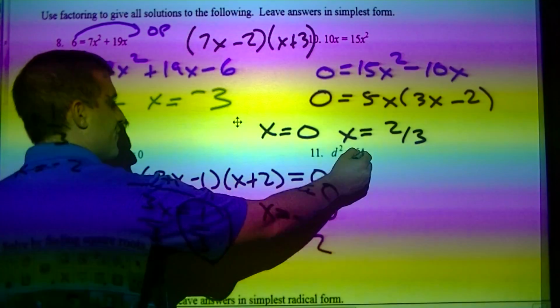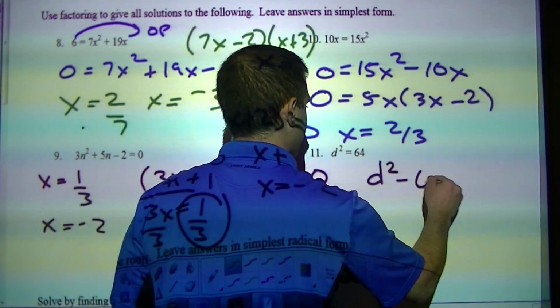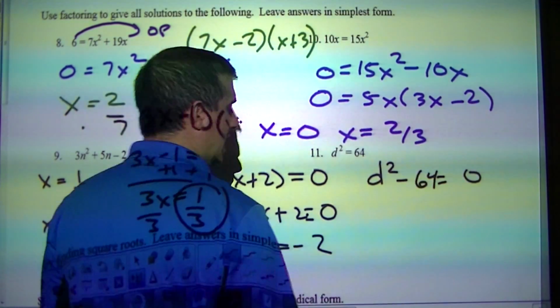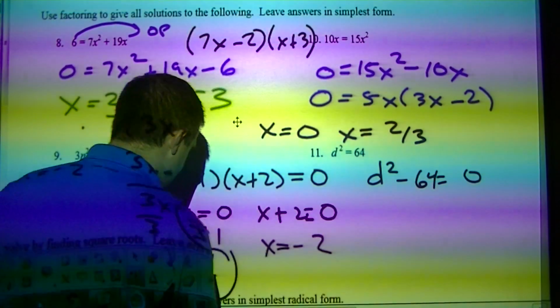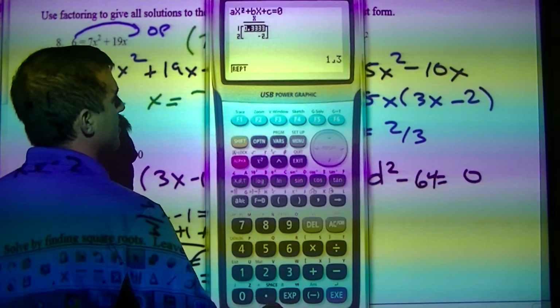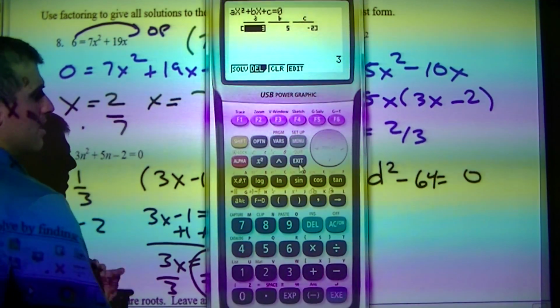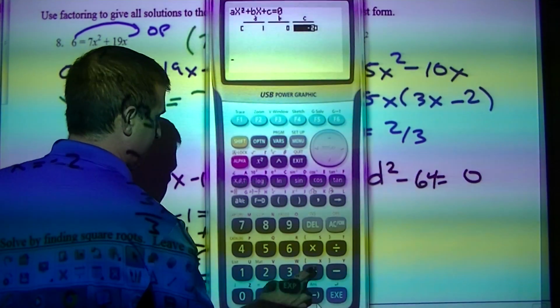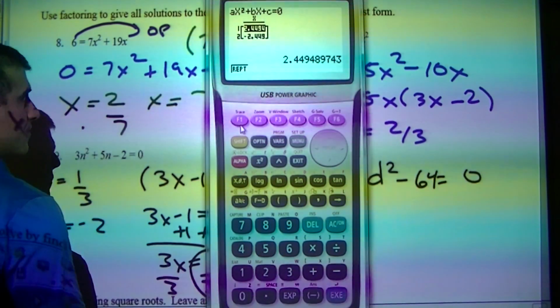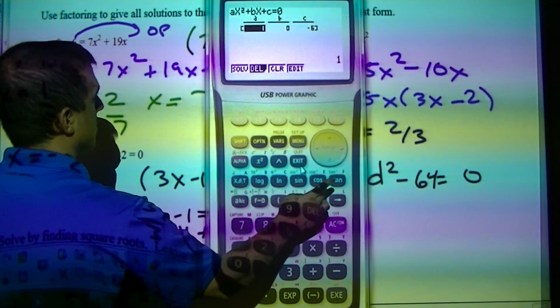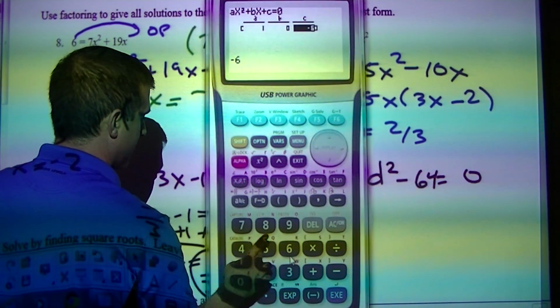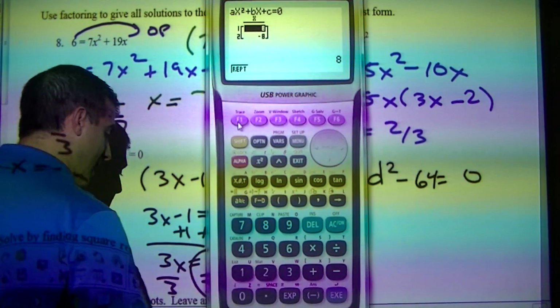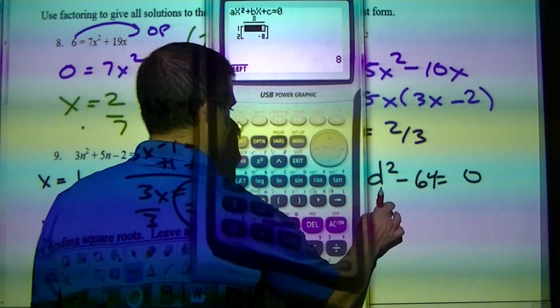This one, I'd have to move 64 back. If you're factoring that, that would be d plus 8, d minus 8. If you're using the calculator, you'd have 1, no middle term, which would be 0, and then negative 64. If you solve, I had to put 1, 0, negative 64. Solve, I get x equals 8, x equals negative 8.